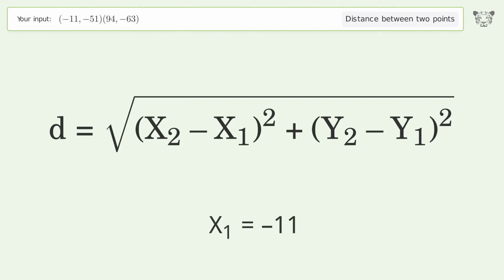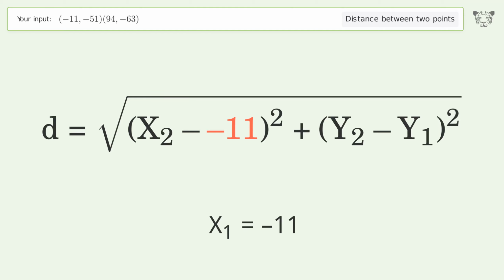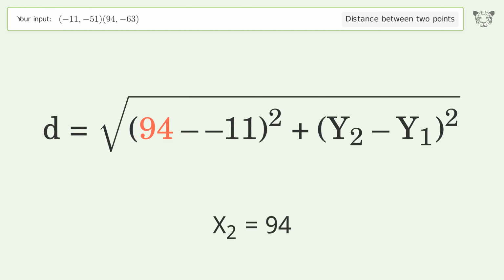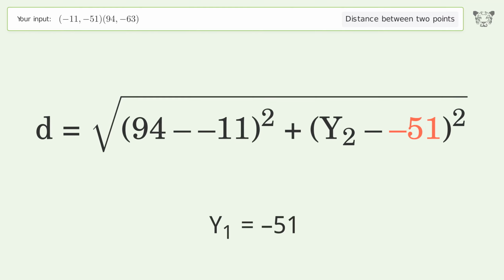x1 equals -11. x2 equals 94. y1 equals -51. y2 equals -63.